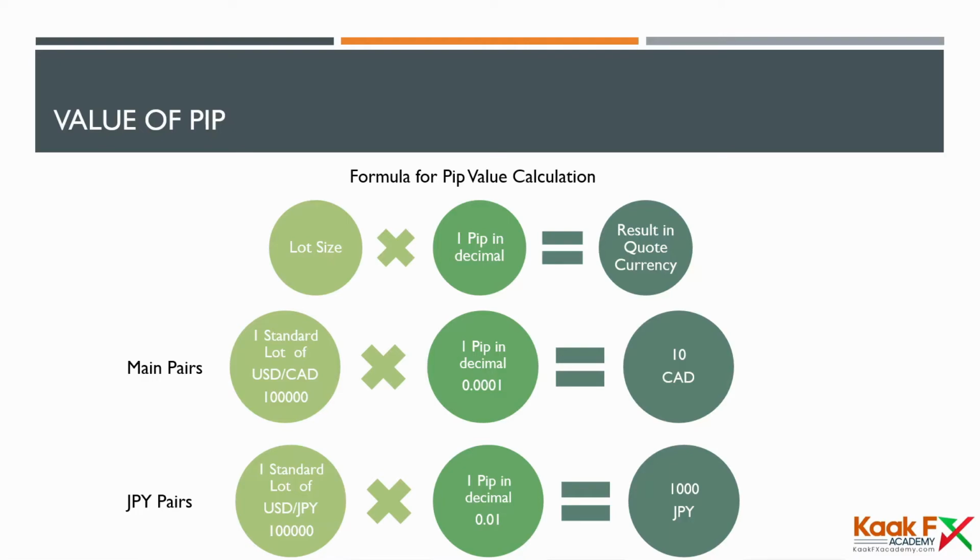So we have USD/JPY here. Again, the standard lot size is 100,000 USD times 1 pip in decimal. What do we know about Japanese pairs? 1 pip in decimal is the second number after the decimal place. So it would be 0.01 instead of 0.0001 here. So when we multiply that, we get 1,000 Japanese yen.